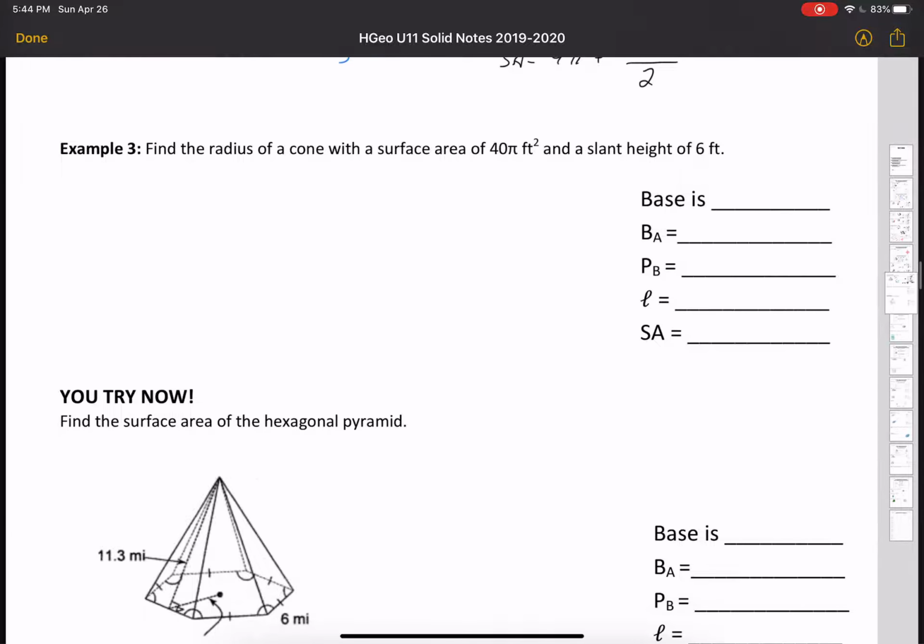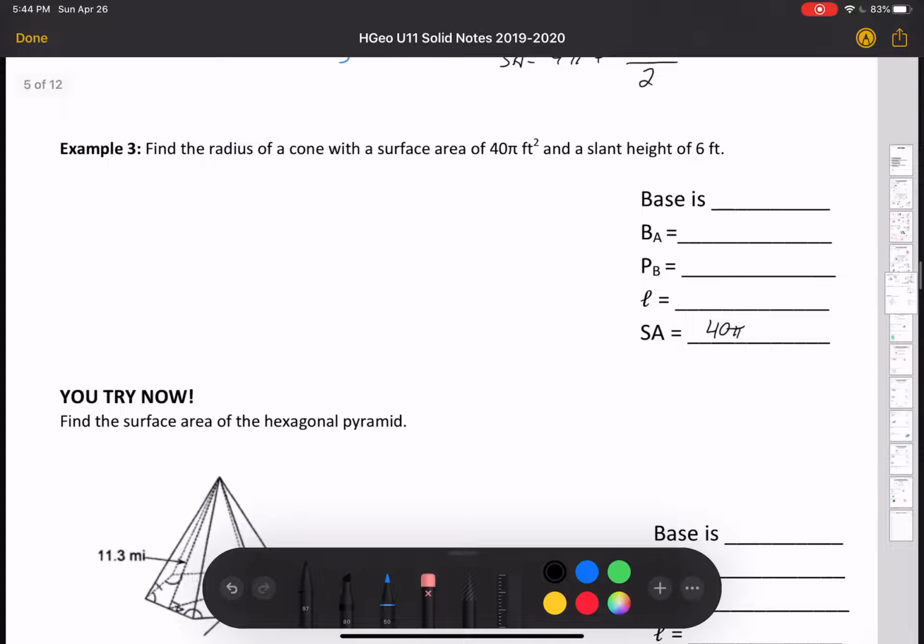So now find the radius of a cone with a surface area of 40 pi feet squared. So we're given the surface area. We're also given the slant height as 6 feet. Maybe we can draw a diagram to help us out here, but we don't necessarily need that. We're trying to find the radius. Well, we need the radius in order to find both the area of the base and the perimeter of the base. To find the area of the base, that's pi r squared. To find the perimeter of the base, that's 2 pi r.